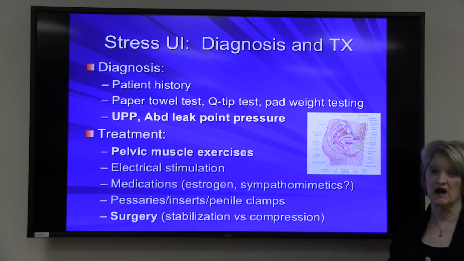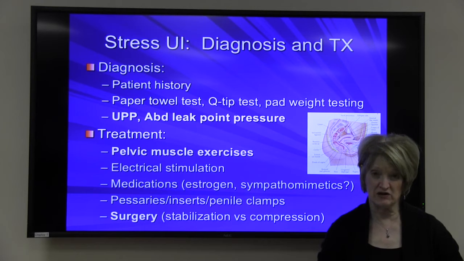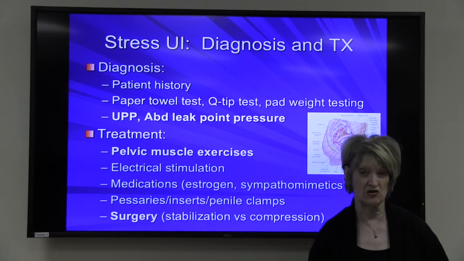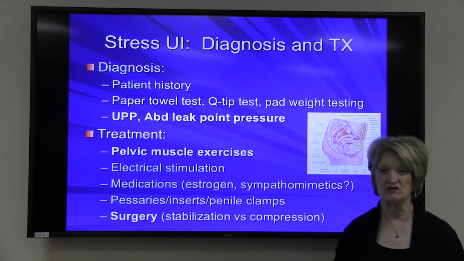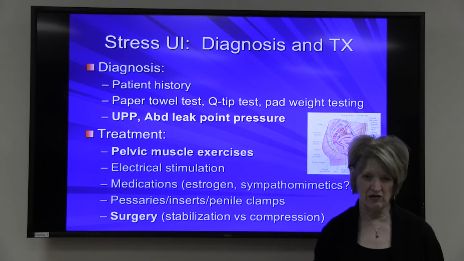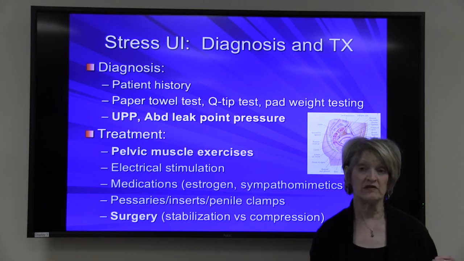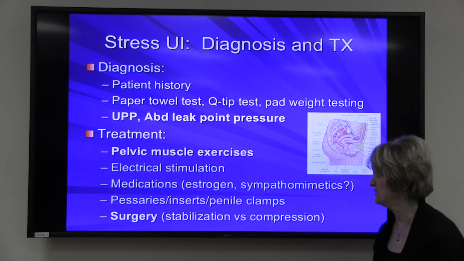There's another test, abdominal leak point pressure, where you have the patient gradually bear down and you record the point at which leakage occurs. These tests are not typically used in primary care, but they are sometimes used if a patient is considering surgery and you need to prove that there's significant stress incontinence that might be mitigated by a surgical procedure.